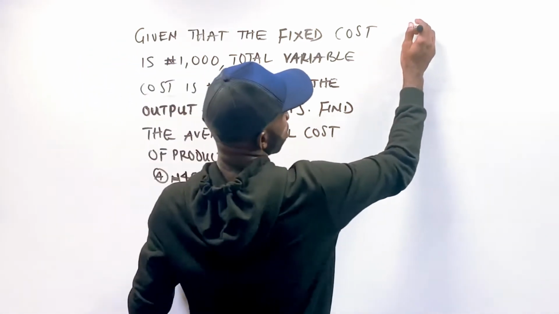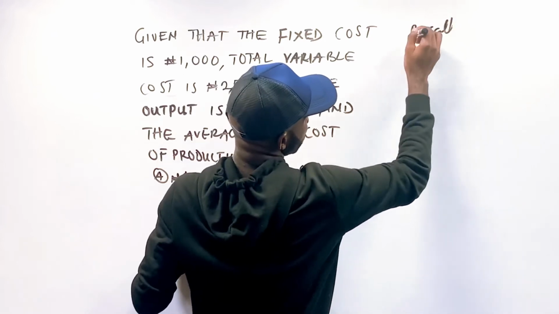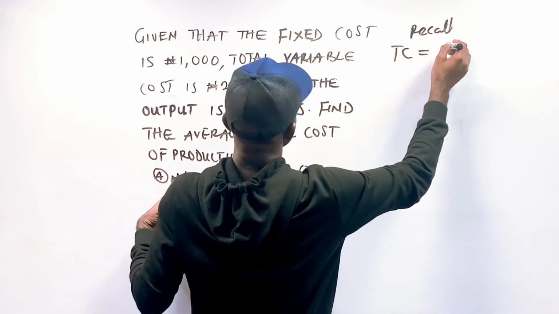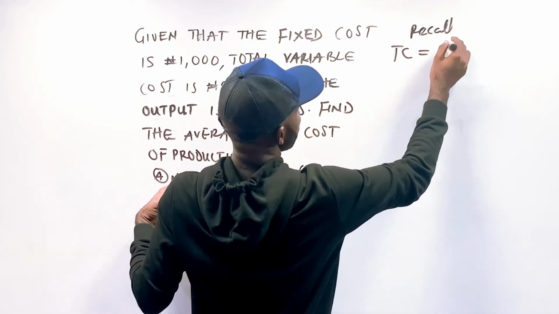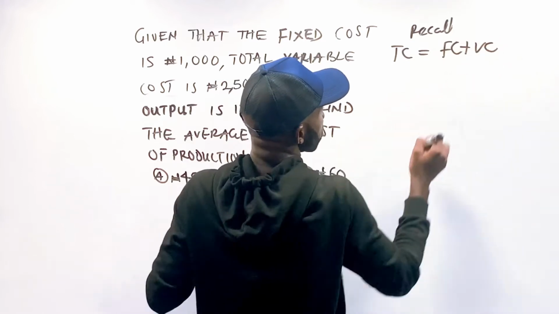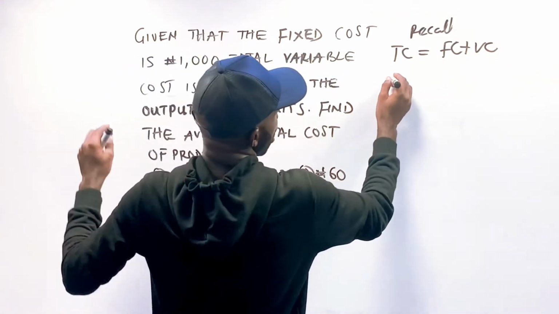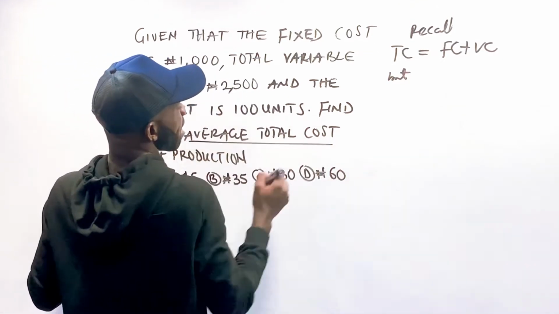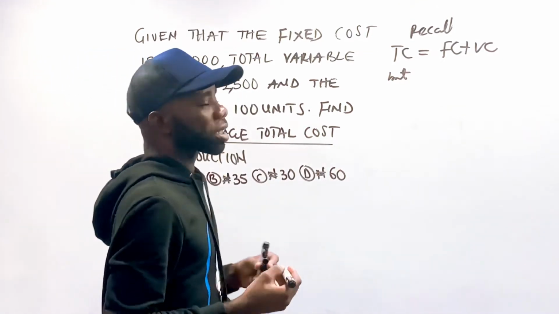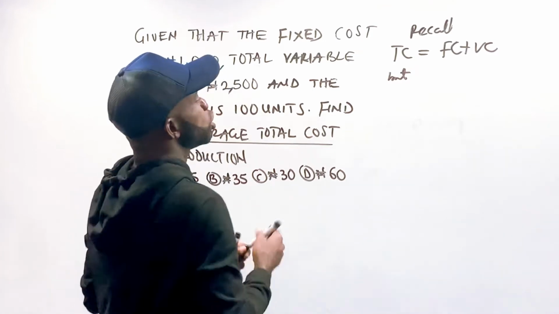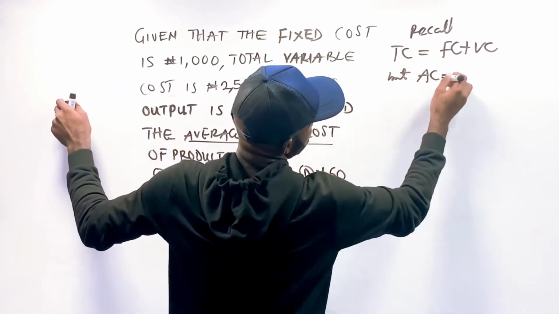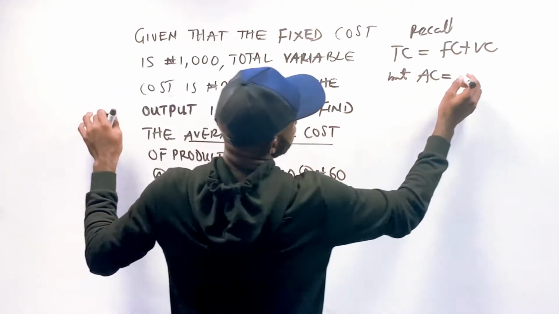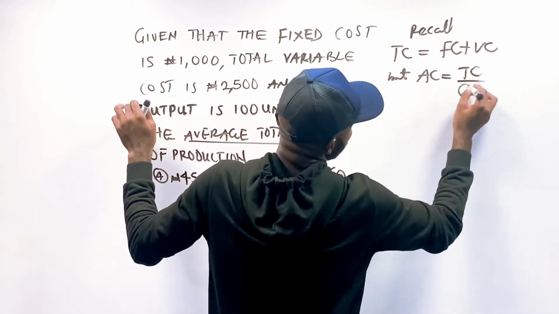You can recall that whenever we have total cost, it is equal to fixed cost plus variable cost. Note that. But the examiner says we should find the average total cost. Average total cost is the same thing as average cost. So let's give it the short name that people can flow with. Average cost is total cost over quantity.